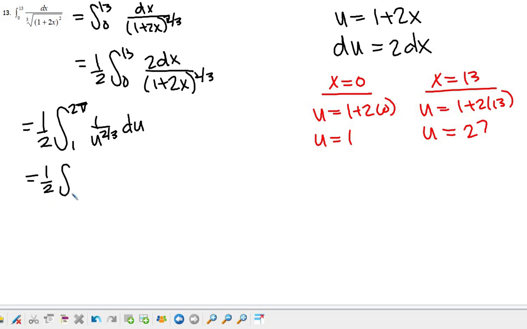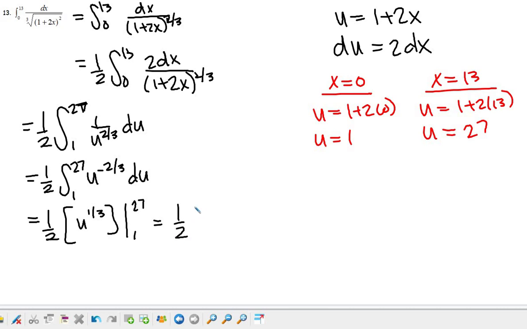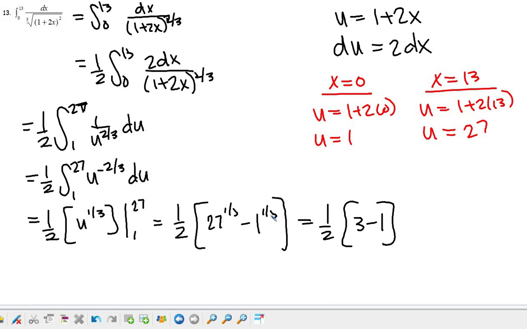So I'm going to fix that to something I can take the antiderivative of, so I'm going to move it to the top. Then we use power rule. Add 1, divide by the power, so negative 2/3 plus 3 over 3 is a positive 1/3. From 1 to 27, we have 1/2, 27 to the 1/3 minus 1 to the 1/3. So I have 1/2, 3 minus 1, which gives me, oh, I forgot to divide by my 1/3, which means this is a 3 over 2. So 3 over 2 times 2 is just 3.